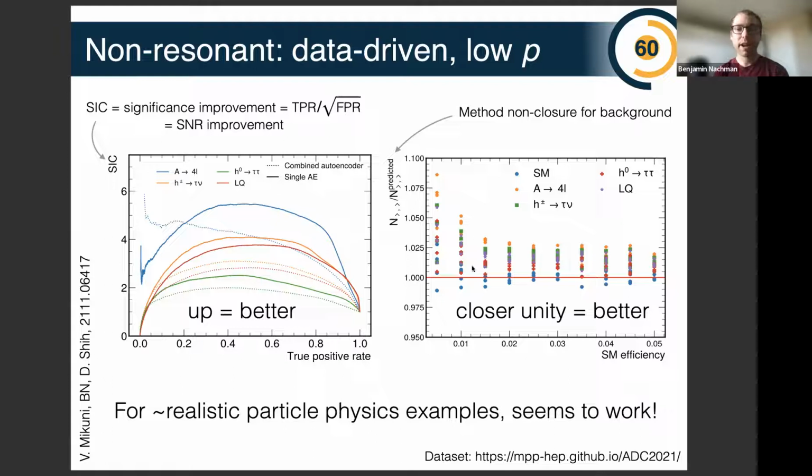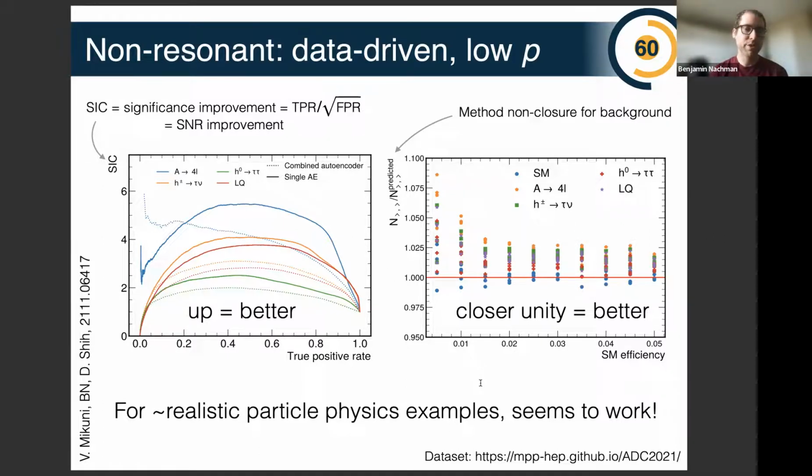And most importantly, on the right, this shows the closure of this ABCD method. So basically, the predicted background over the true background, and it's close to 1. Closer to 1 is better. For all the signal models, you can see in this case, it's within a percent or so. And the x-axis here is basically the false positive rate. So we're talking about very small false positive rates, a percent or so. A very high false positive rate gets even better, but we're interested in this small false positive rate regime.